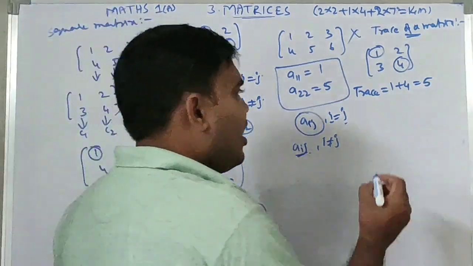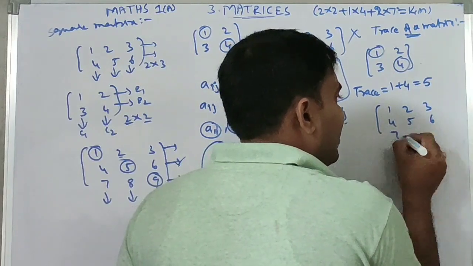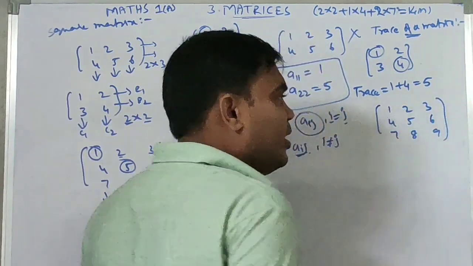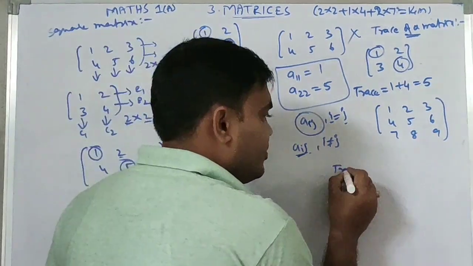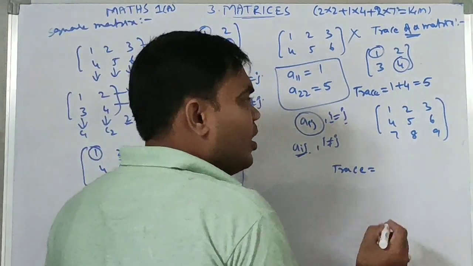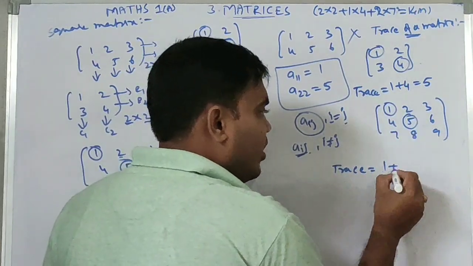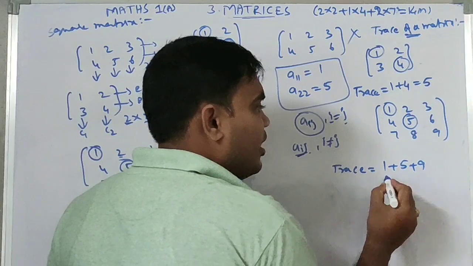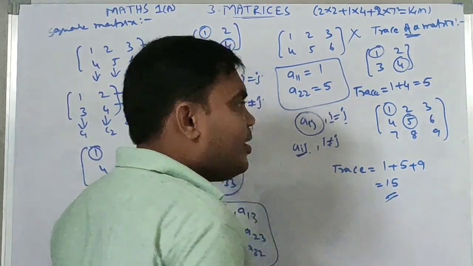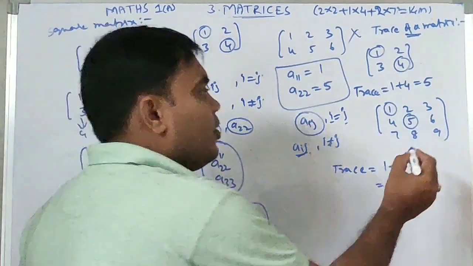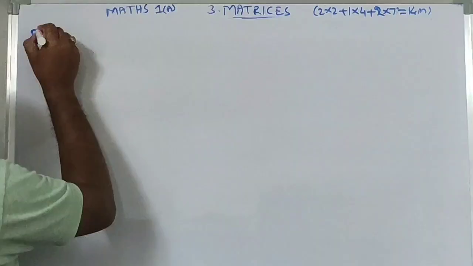Simply, the sum of all the diagonal elements of a square matrix is called the trace of a matrix. Another example, 1, 2, 3, 4, 5, 6, 7, 8, 9. In this I want to see the diagonal elements. So trace equal to diagonal: first row first element 1, second row second element 5, third row third element 9. 1 plus 5 is 6, 6 plus 9 is 15. So the trace of this matrix is equal to 15. So this is about the trace.